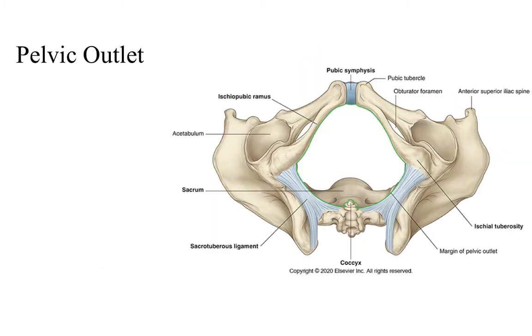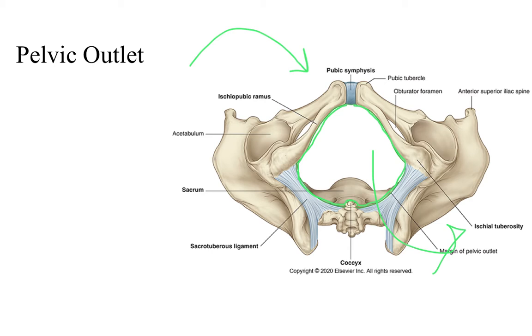From the inferior view of the pelvis, we see this, and I'll do it in green as well, the outline of the hole, if you will, that's at the bottom of the pelvis, or the inferior portion of the pelvis, called the pelvic outlet. So from the superior surface, it's a pelvic inlet. From the inferior surface, it's a pelvic outlet.